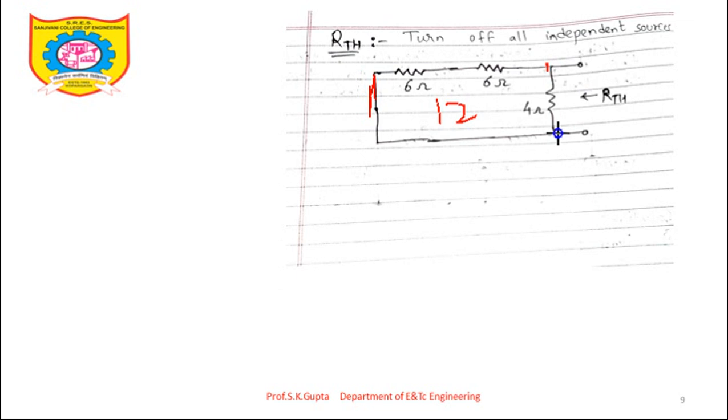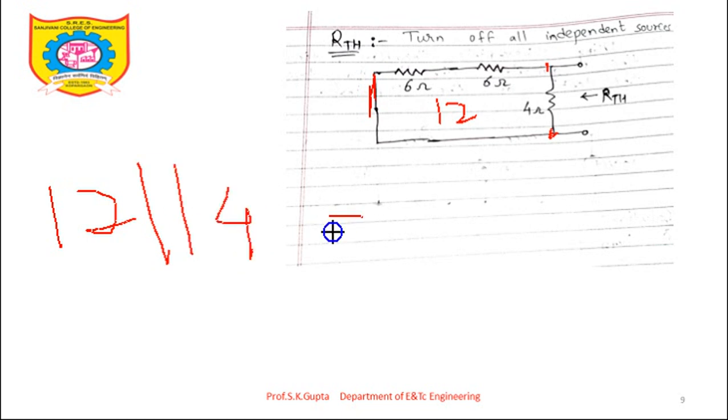This node and this node are shared by the 12 ohm resistor and 4 ohm resistor. That means these two are in parallel. So RTH value is 12 parallel 4, and if you solve 12 into 4 divided by 12 plus 4, the value comes out as 3 ohm. So this is the final answer. Okay, thank you.